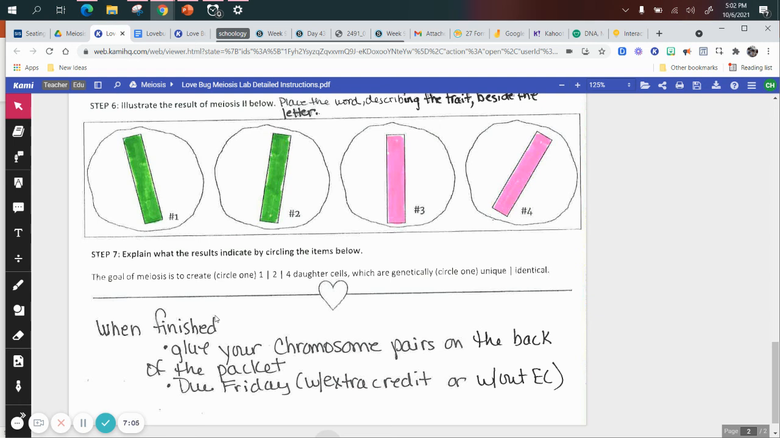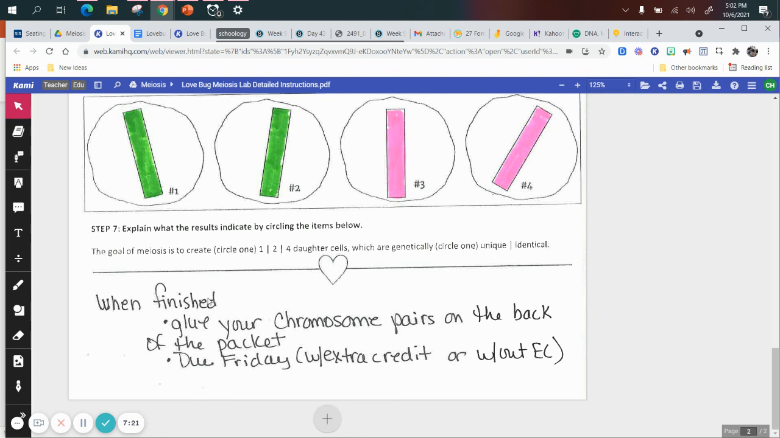And then number 7, you've got a couple of things to answer here. You're just circling them. And then when you're finished, I would like for you to take your chromosome pairs and glue them on the back of the packet. Now there is a second page. It is extra credit.